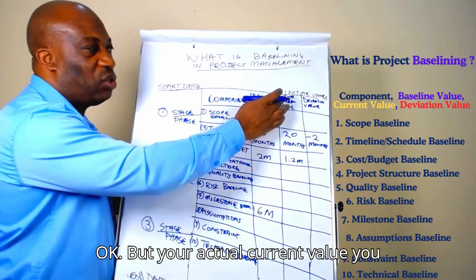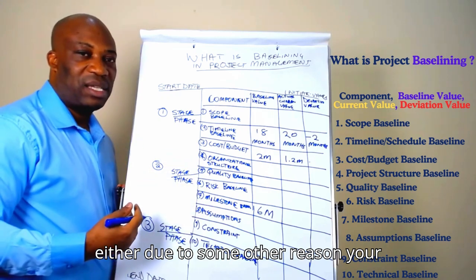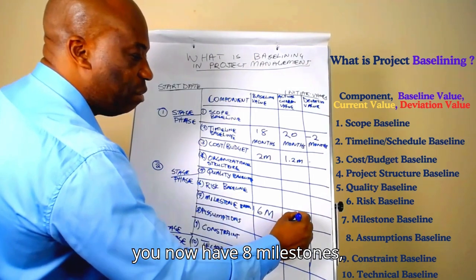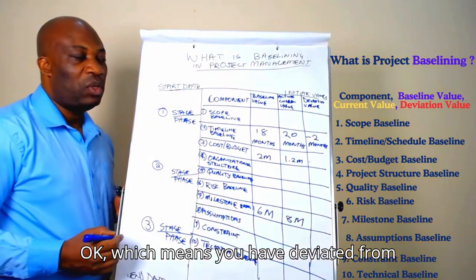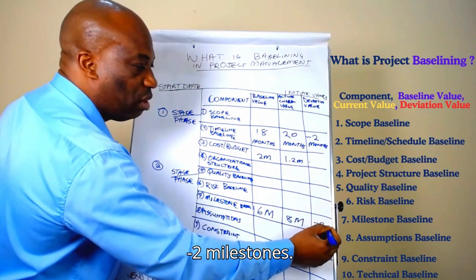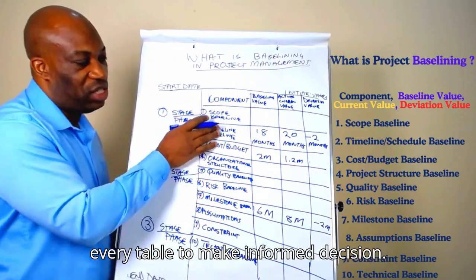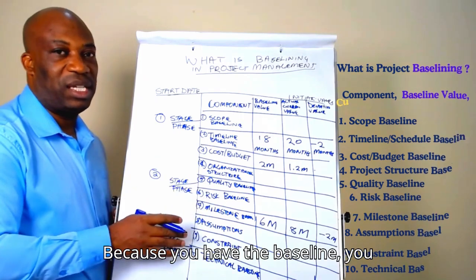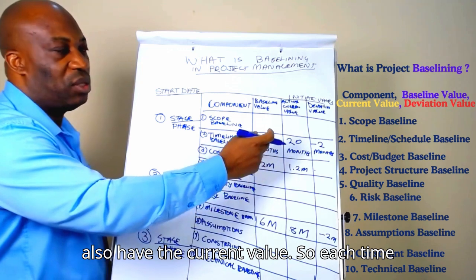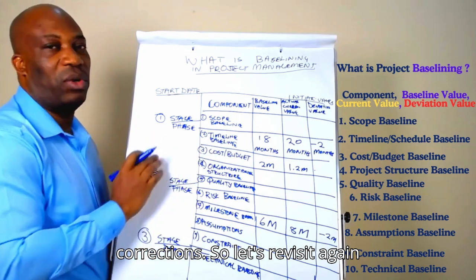But your actual current value, you might find as you go through the project, either due to some other reasons, your milestones are increasing. For example, you now have 8 milestones, okay? Which means you have deviated from the 6 up to 8. So you now have -2 milestones. So there are different recordings that you can take for each and every component to make informed decisions, because you have the baseline, you also have the current value. So each time there's any deviation, you are able to pick proactively the deviation and make corrections.